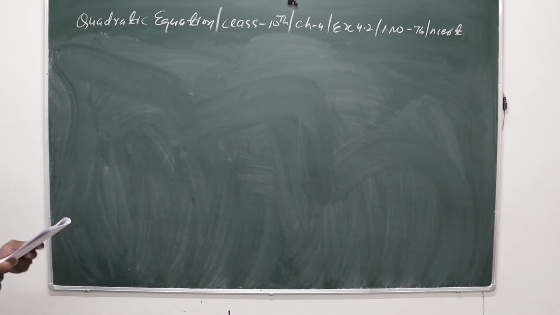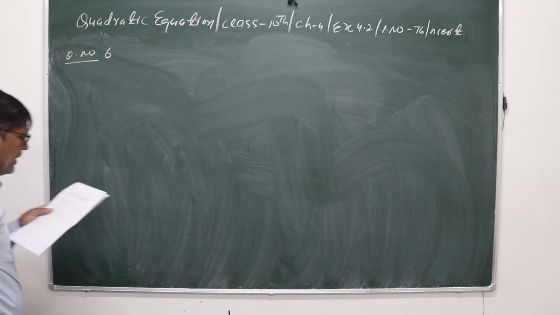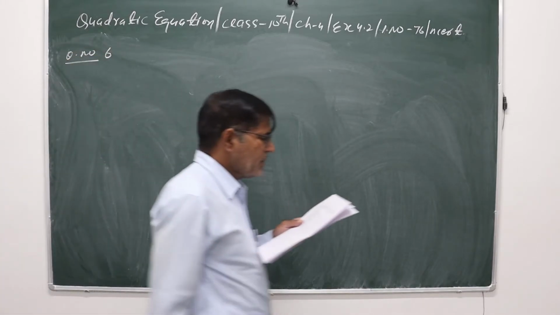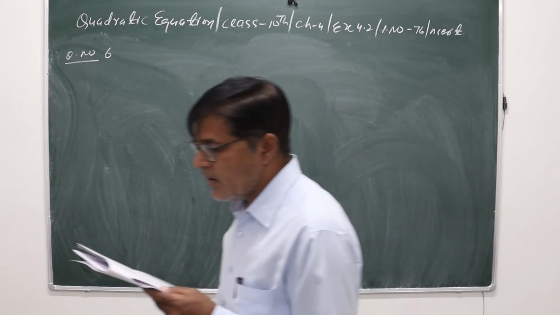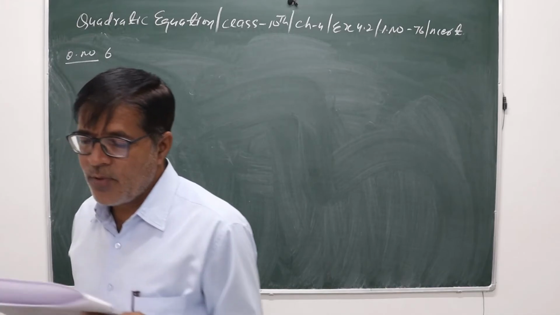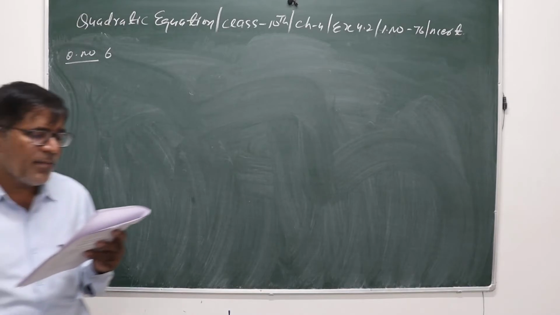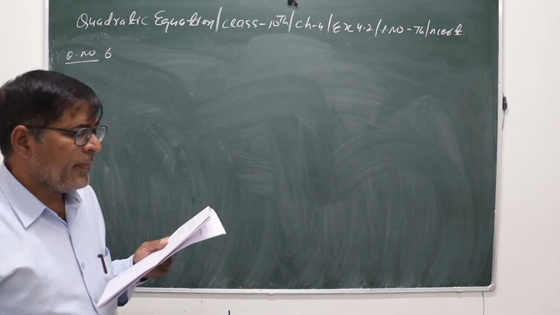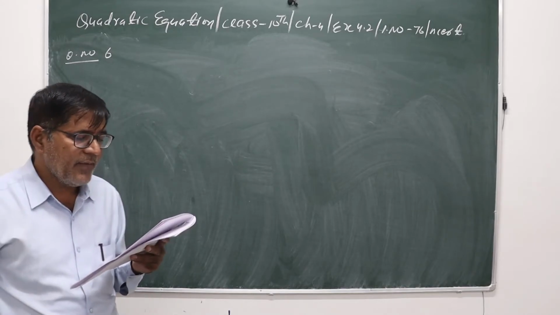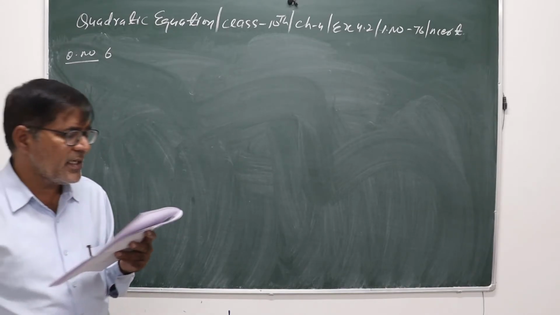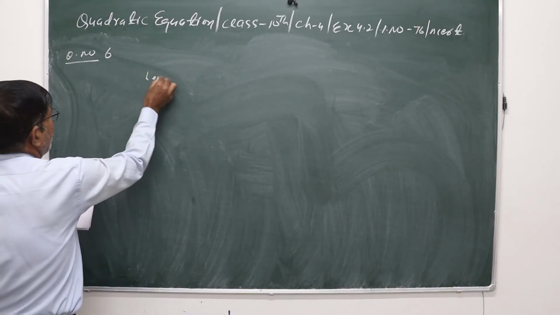Question number 6. A cottage industry produces a certain number of pottery articles in a day. It was observed on a particular day that the cost of production of each article was 3 more than twice the number of articles produced on that day. If the total cost of production on that day was rupees 90, find the number of articles produced and the cost of each article.